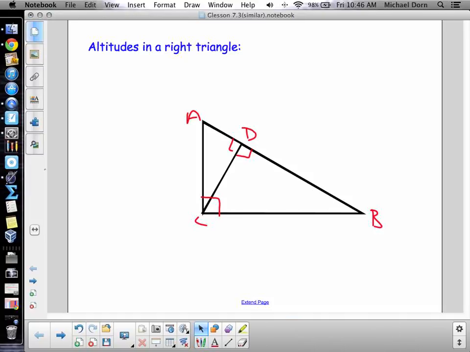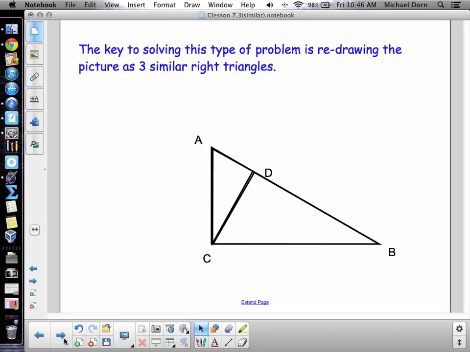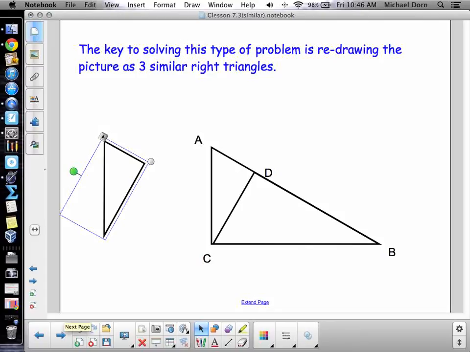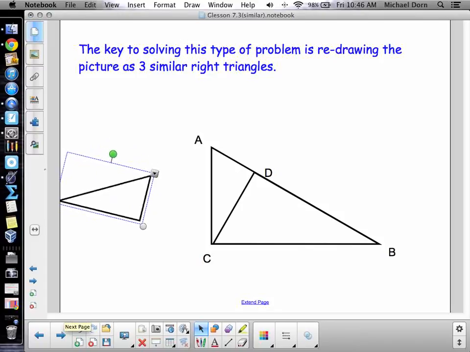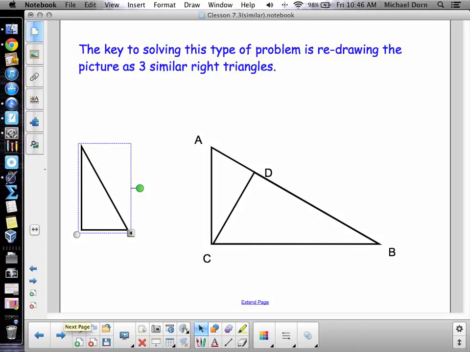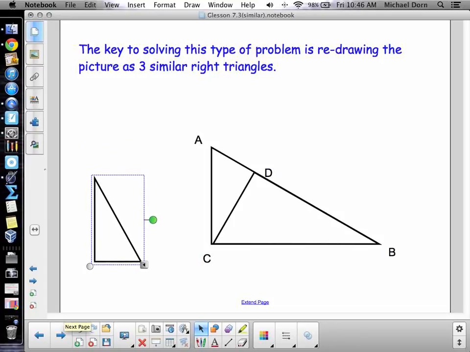And we're going to use that to help set up and solve proportions within right triangles. So I can use that to find that altitude to the hypotenuse of a right triangle. So what we're going to do is we're going to split it up. Okay? Through the magic of the smart board, we can do this. And the trick is doing this. We're going to reorient all the triangles.